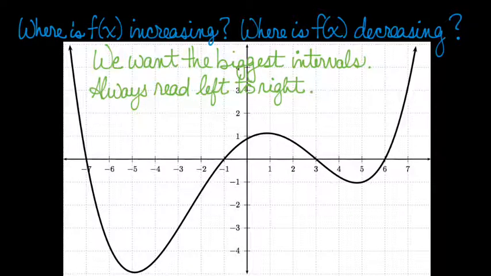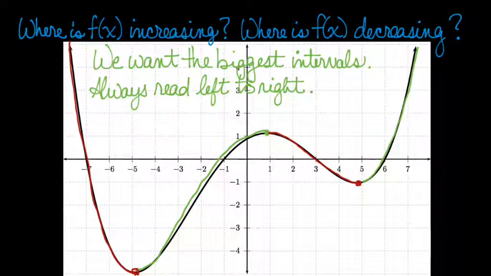So I'm going to color this graph red if it's decreasing and green if it's increasing. So I can tell that it's going downhill all the way down to, I don't know, x equals -4.9 or whatever, and then it goes uphill for a while, and then it goes downhill, and then it goes uphill again.